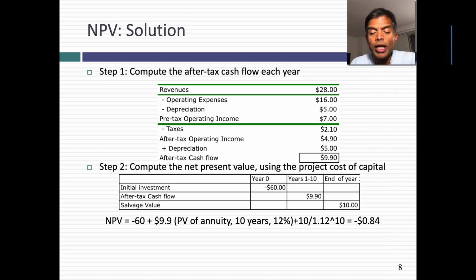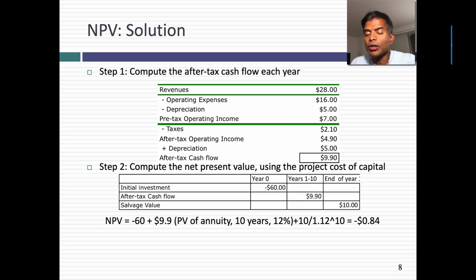So in this case, we're ready to do the problem. Your initial investment is going to be $60 million. Your after-tax cash flows every year are going to be $9.9 million. At the end of the 10th year, you get your salvage value back. You take the present value of those cash flows using the 12%, the higher discount rate because it's a riskier project. And don't forget the salvage value at the end.